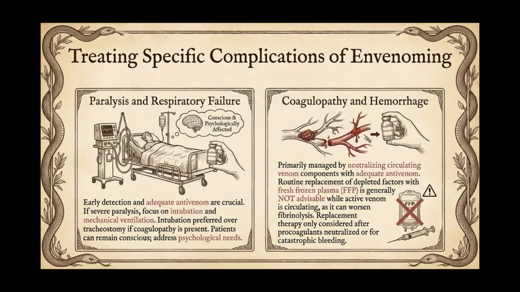If paralysis becomes severe, especially due to neurotoxins that are irreversible and act on presynaptic nerve endings, the focus shifts towards maintaining adequate respiration. This is typically achieved through intubation and mechanical ventilation to assist breathing. When coagulopathy, a disorder affecting blood clotting, is present, it is preferable to perform endotracheal intubation rather than tracheostomy, as the latter carries a higher risk of complications under these conditions.